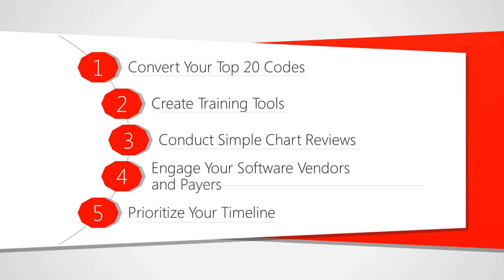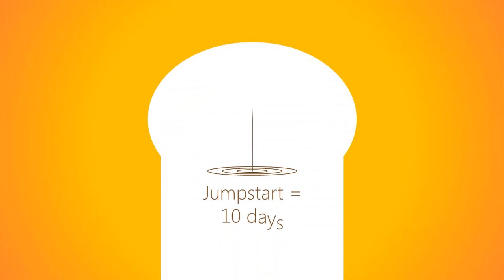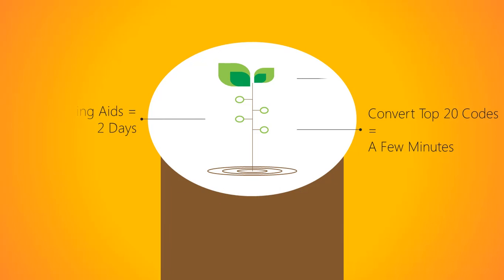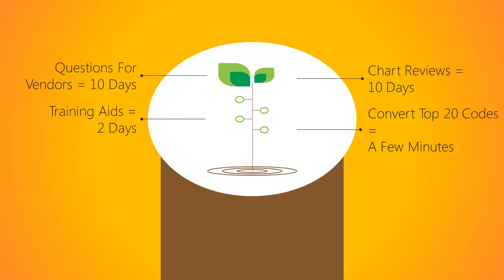I would say that this absolutely could be accomplished in 10 days. It's going to be specific to each physician practice, and it's self-driven. So obviously the time frame could vary, but if you really buckled down and got to it, going through these 5 steps, you can break it down as: convert your top 20 ICD-10 codes. That could be done with the use of software in a few minutes, actually. Documentation training aids, those could be created in a day or 2.